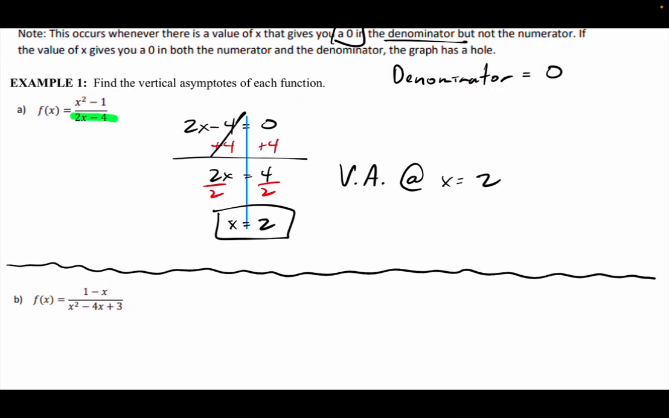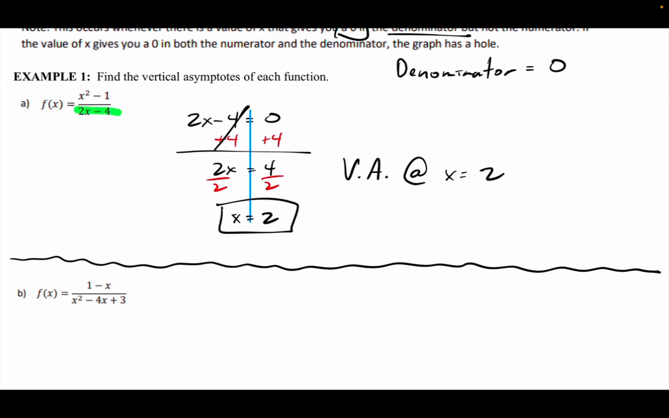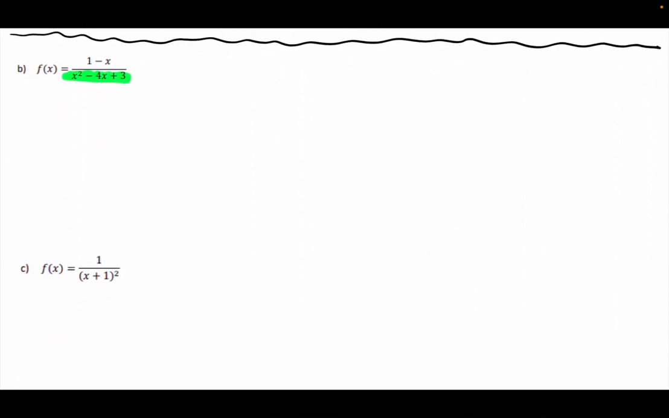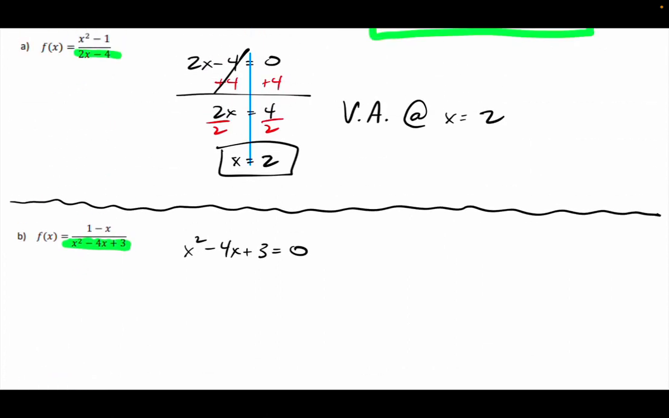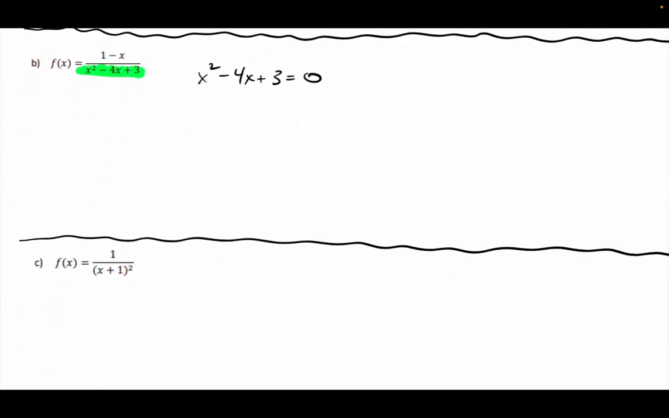Let's look at the next one. Vertical asymptote at the next one. Well, if it's a fraction, the only place I'm going to check is at the bottom, when the denominator equals 0. So I'm going to set the denominator equal to 0. X squared minus 4x plus 3 equals 0. Well, this guy has an x squared and an x, so I can't do what I did on the last one, because the last one was linear, right? There was only one x, so I could isolate it. This guy you can't isolate, because it's a trinomial.